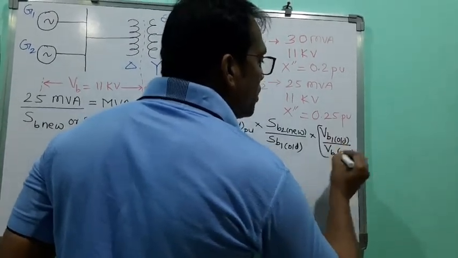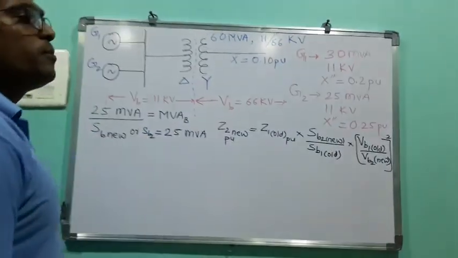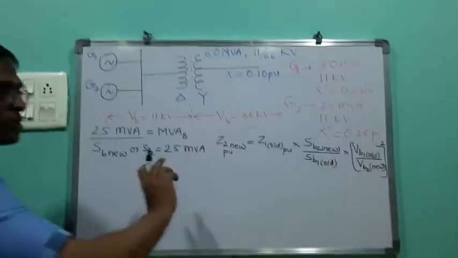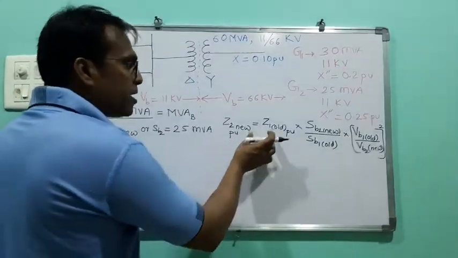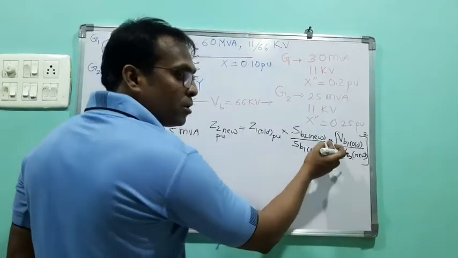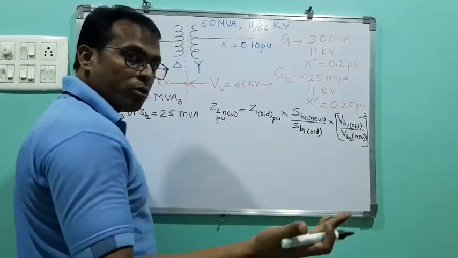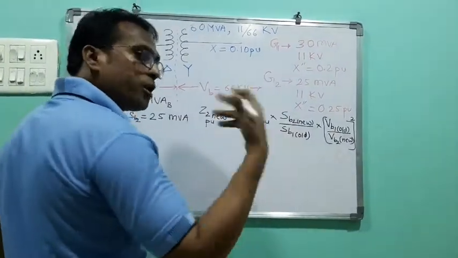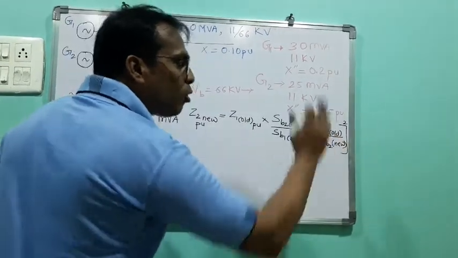Okay, and this will be total whole square. So what is the formula? If you are calculating Z2 new per unit, that is equal to Z1 old per unit into SB2 new, SB1 old, into VB1 divided by VB2 whole square.